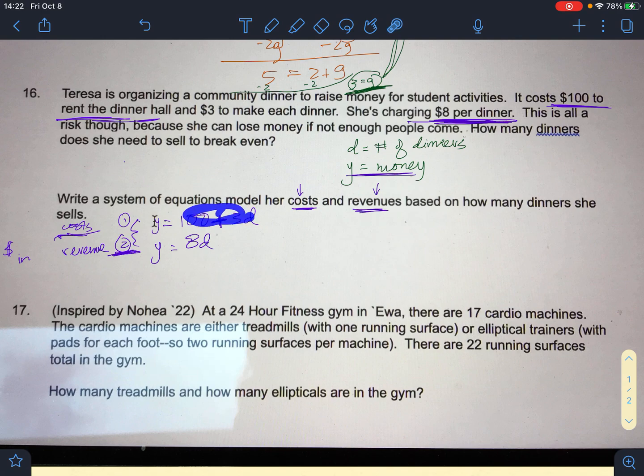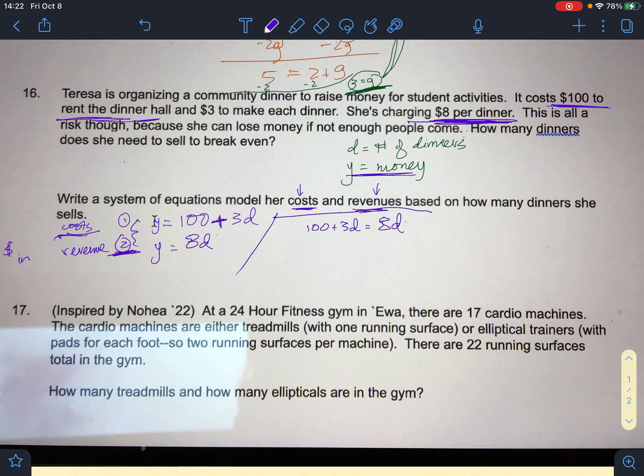This expression goes in because it's equal to y. Basically, we're going to do 100 plus 3D and set it equal to 8D. Another way of thinking about this, that's by pure substitution: we're going to set the costs equal to how much we make. That's breaking even, when the cost matches how much we make. Or how much money we could bring in is equal to the money we need to spend.